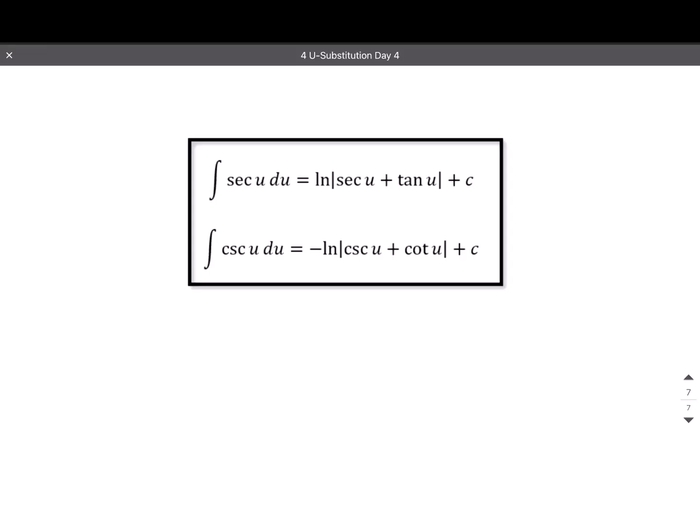All right, guys. So we've done a bunch of new antiderivatives with arc trig functions and then a couple of new ones.